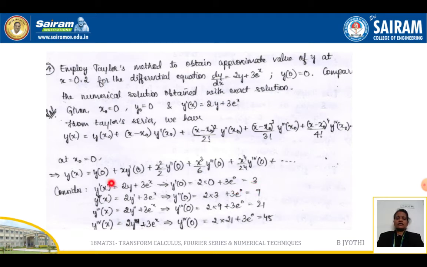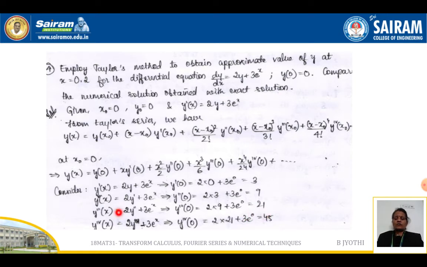Next, y double dash of x is 2y dash plus 3e power x, which gives y double dash of 0 equal to 2 into 3 plus 3 into e power 0 again. Because the derivative of e power x is e power x itself, we are getting the answer 9. Next, y triple dash of x is 2y double dash plus 3e power x. Now this y double dash value was 9, so let us substitute here. So it is 2 into 9 plus 3e power 0, which is 21.